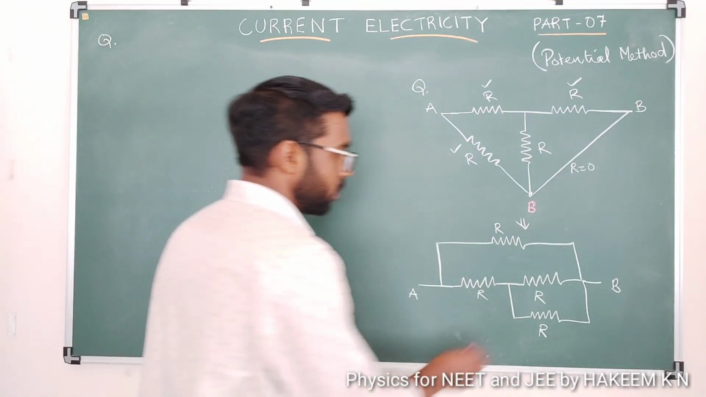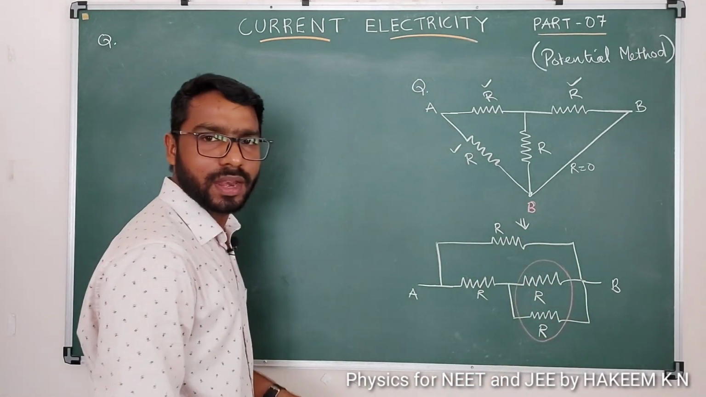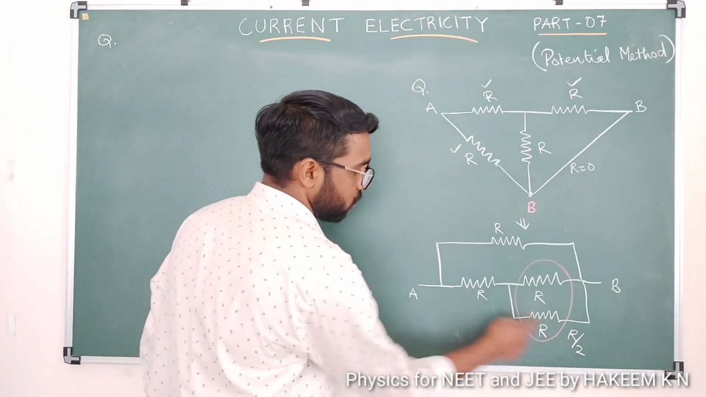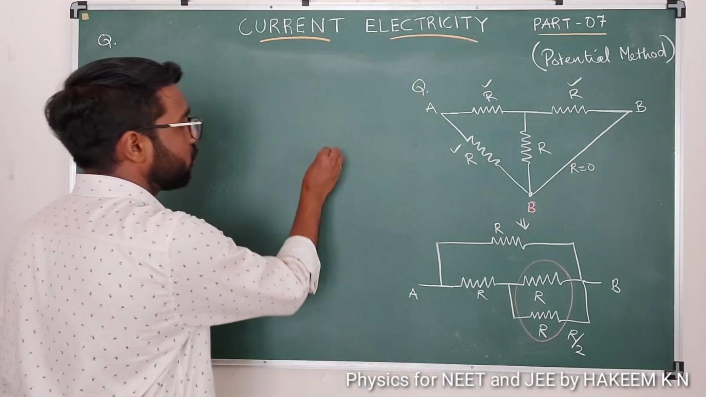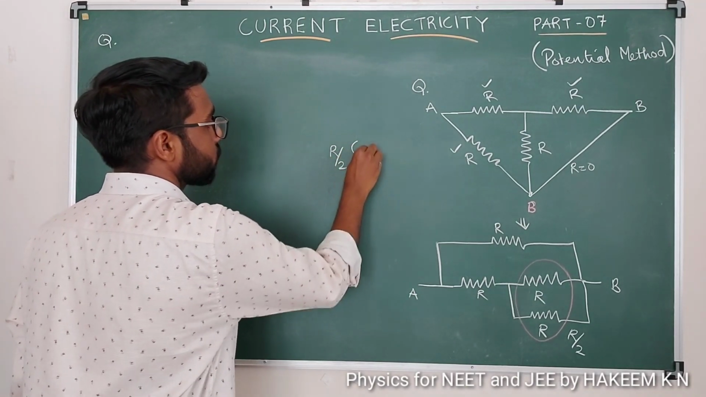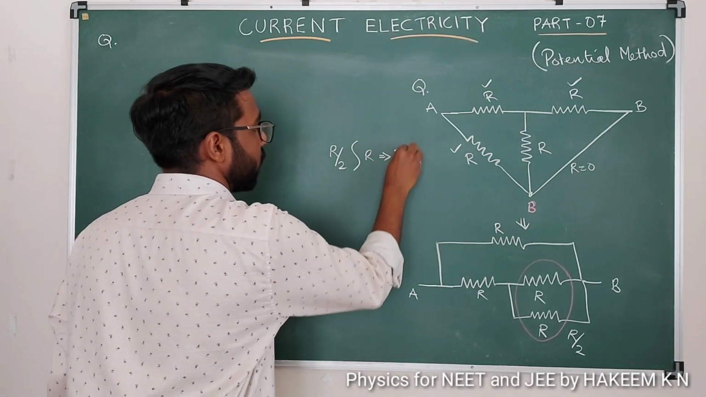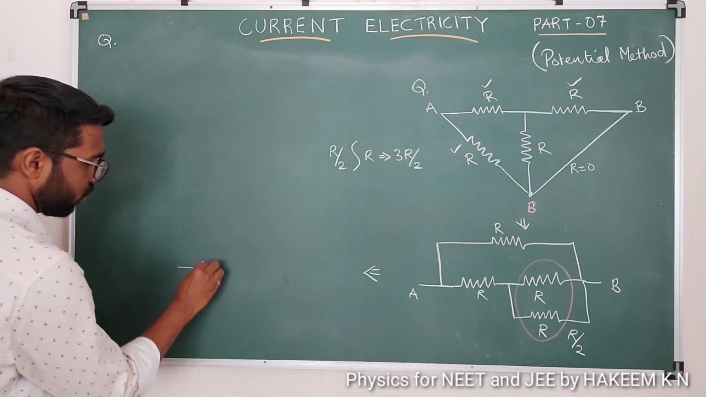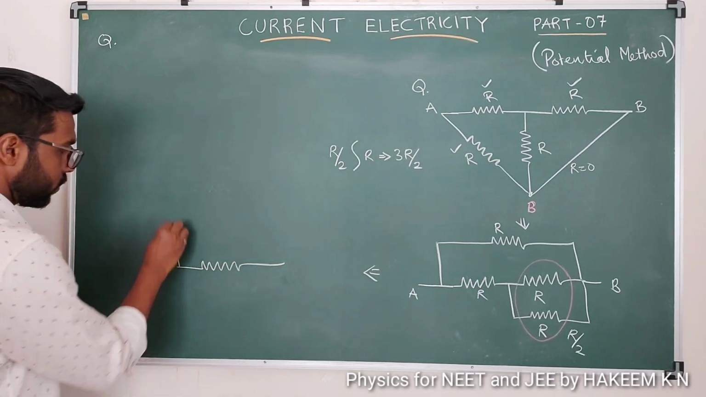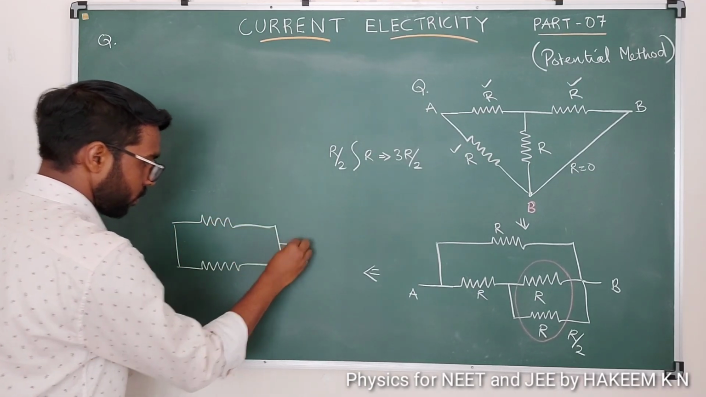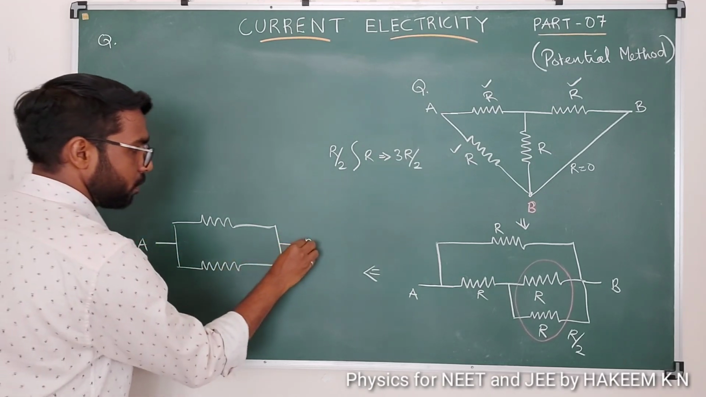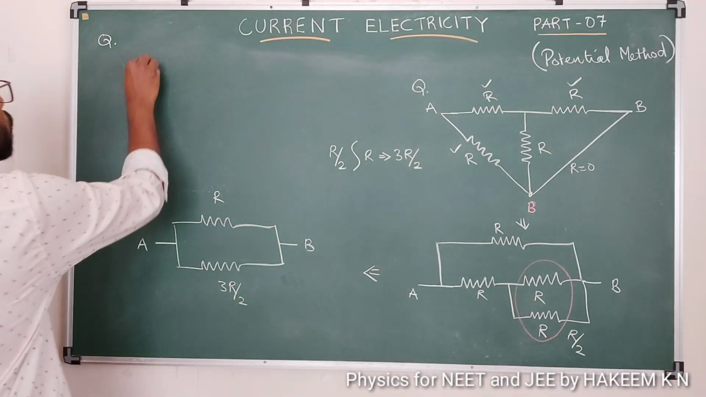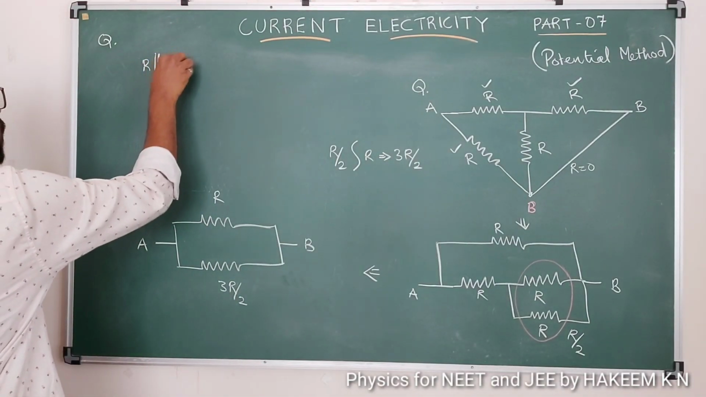Now you can solve. Two R parallel, we will get effective R by 2. That R by 2 and this R series, we will get effective 3R by 2. So we can redraw this network again. No need of drawing it. I am just drawing A, B. Here it is R and here it is 3R by 2. So R parallel with 3R by 2.